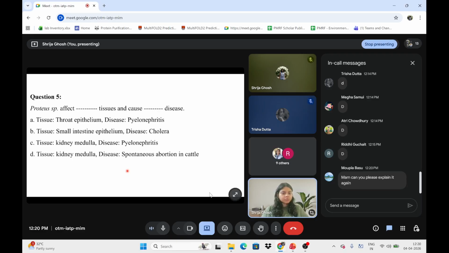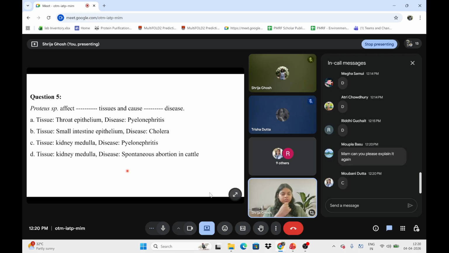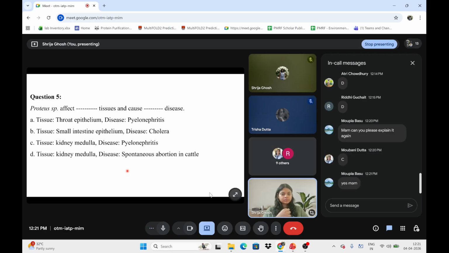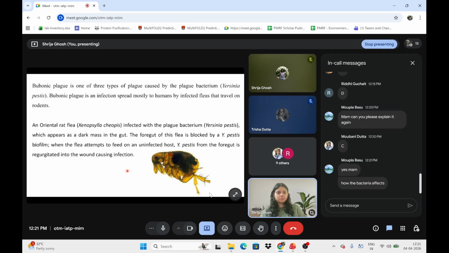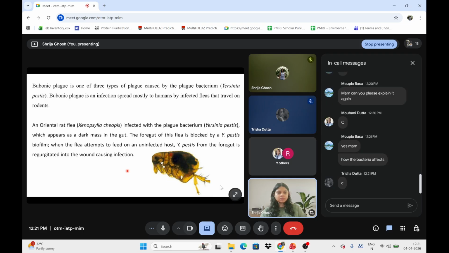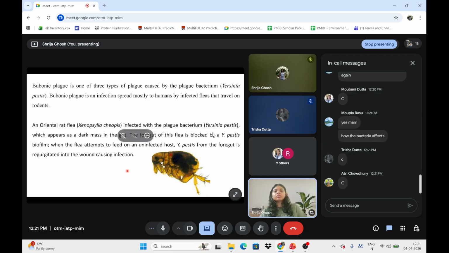Mopia, what do you want me to explain again? The previous question. Which part do you have a doubt in? Can you elaborate? How the bacteria affects. So you understood the biofilm formation, the concept behind biofilm formation, or is that the part you have a doubt in?